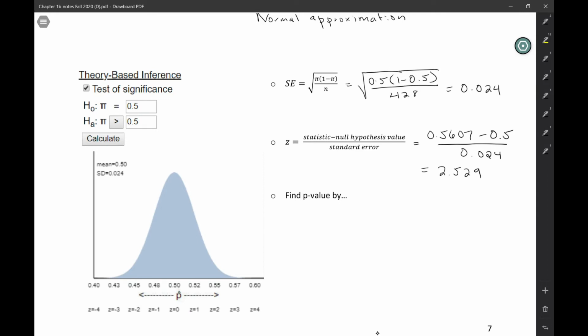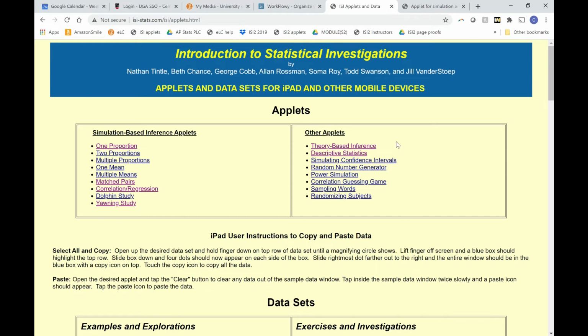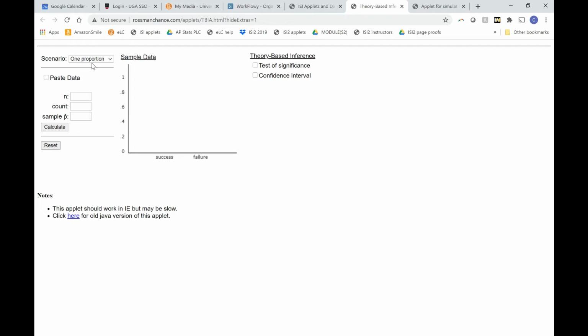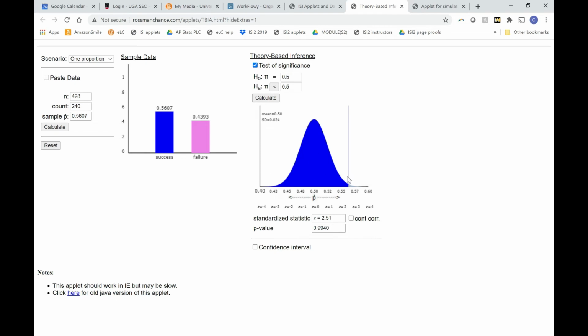So we're actually going to use a different applet here that just uses the normal distribution to find the p-value. So go back to that main ISI applet page, but this time pick theory-based inference. So it's already set for one proportion, that's what we want. The sample size is 428. The count here, we're going to put in our number of successes, which is 240. And that'll give us the sample proportion, shows us a little bar graph here. And then I'm going to click where it says test of significance. And notice all it's giving me is a normal curve. It didn't do a simulation here.